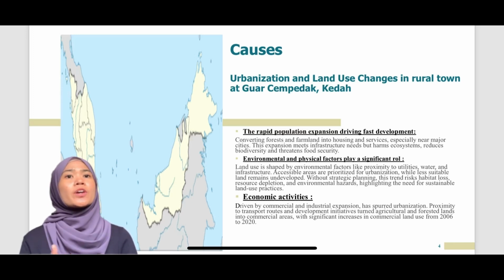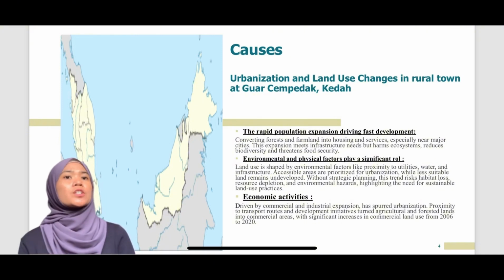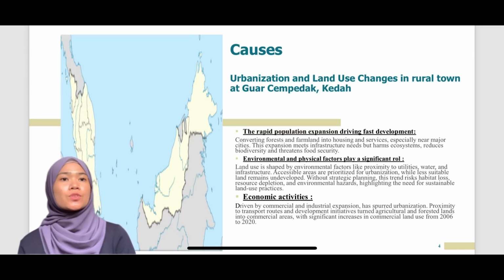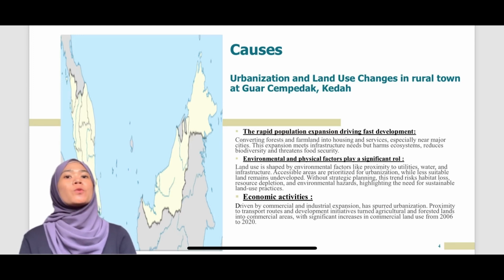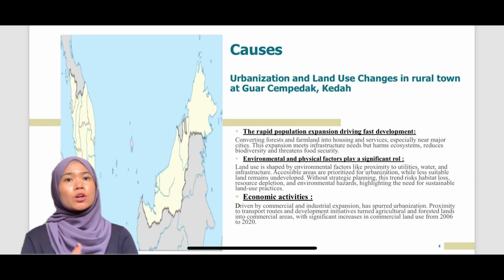However, if there is no careful planning, this kind of development can cause problems. Building on land without thinking about the environment can lead to the loss of natural habitats for animals and plants. It can also lead to running out of important resources and create environmental dangers like pollution or flooding. That's why it's important to use land in a way that is sustainable, making sure we protect the environment while still allowing for development.